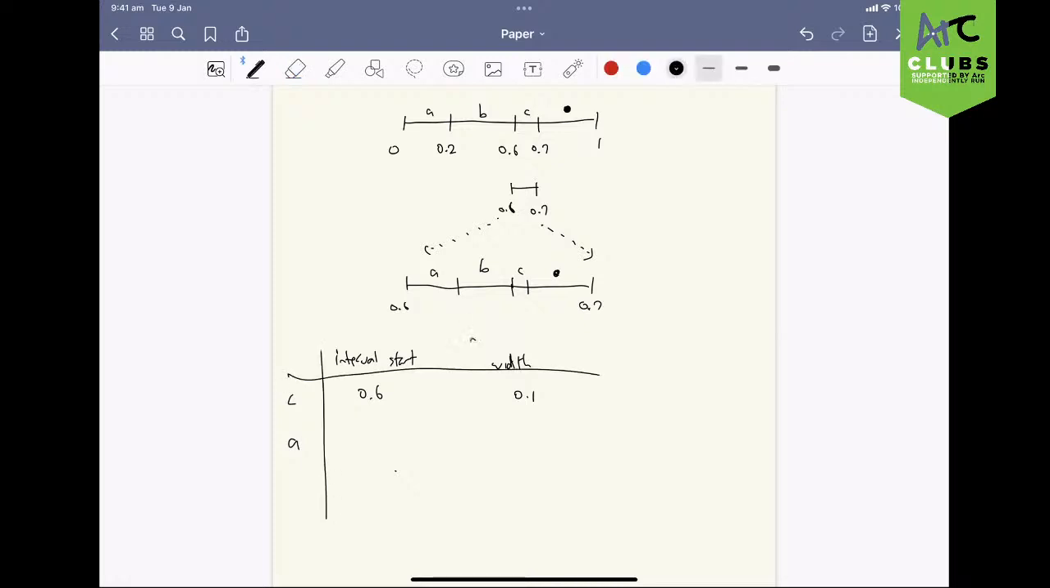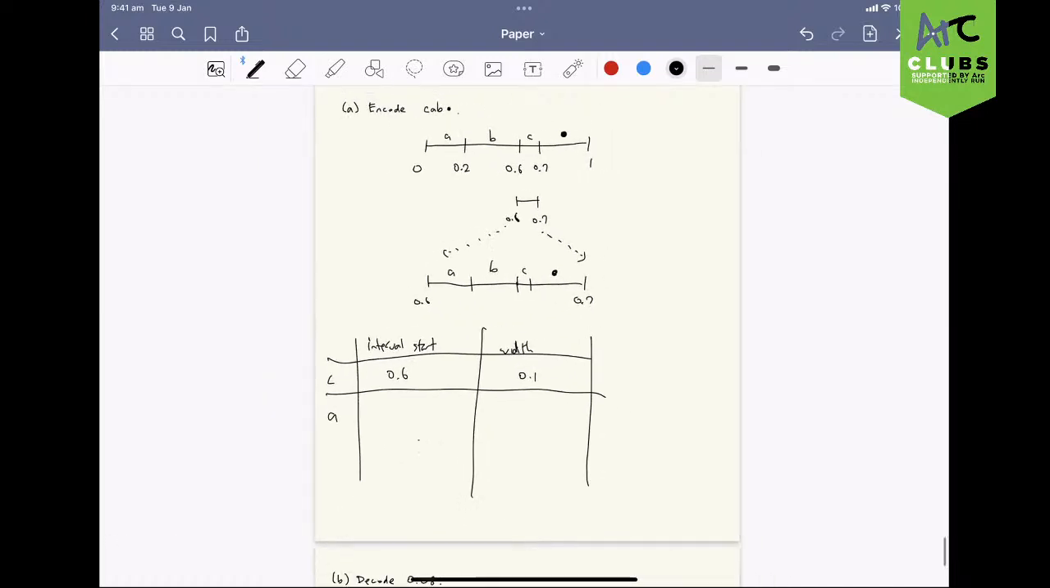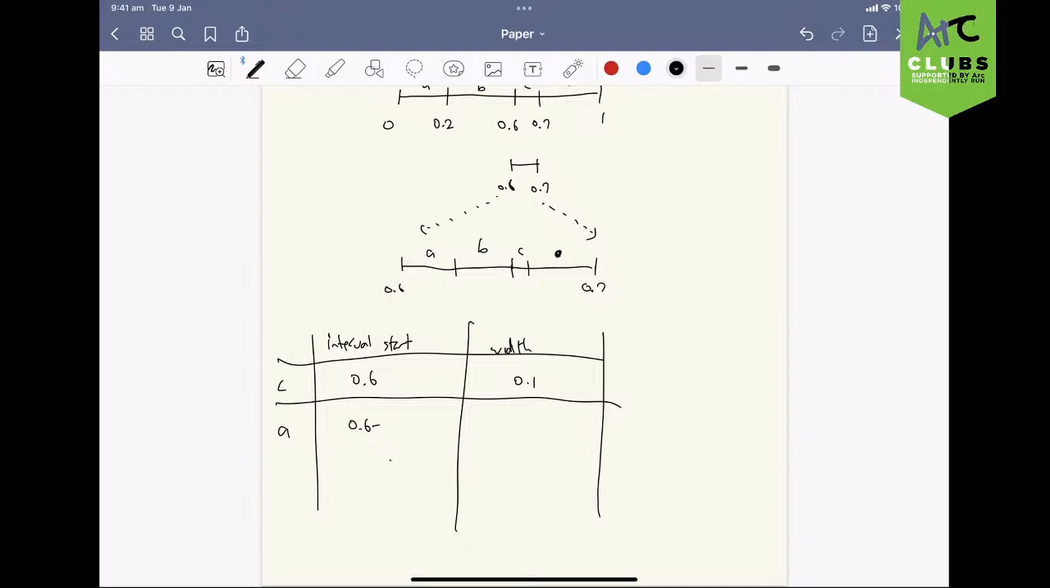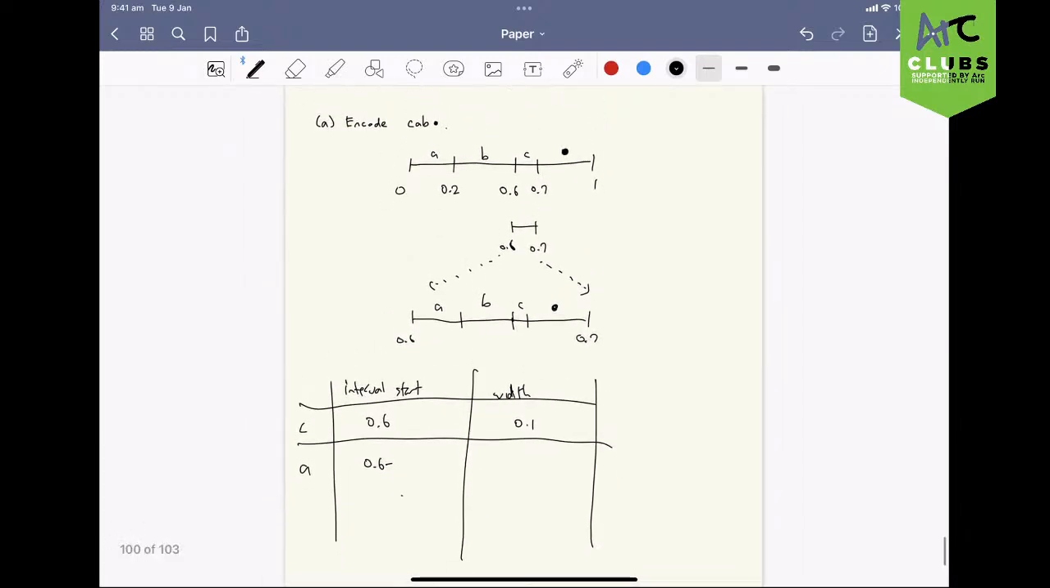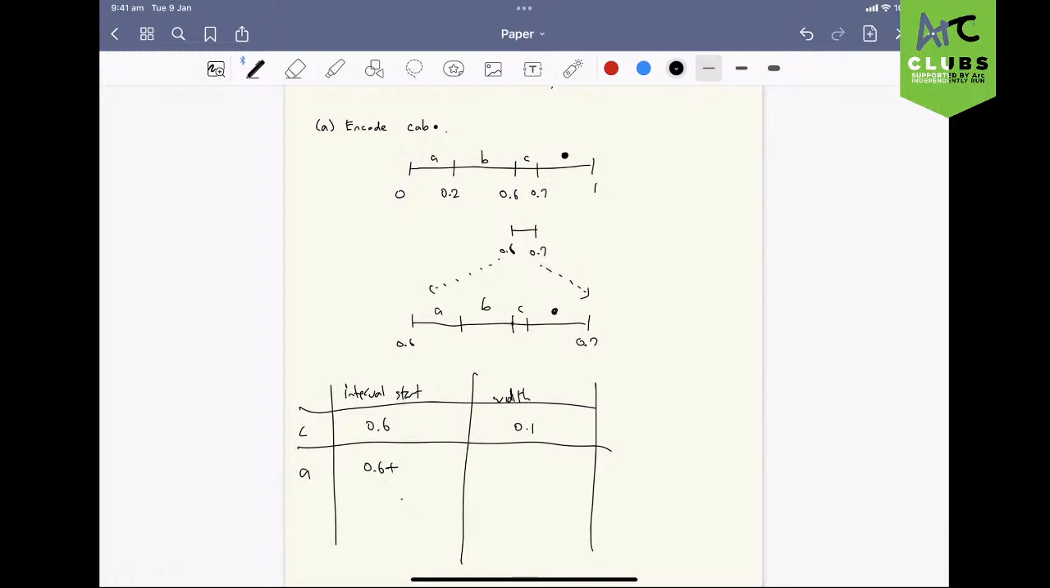That's kind of doing the decoding part. But the interval start would just be 0.6 minus the start position of the interval, plus the start position of the interval of the original part, so 0, times the width of the previous interval, 0.1. That gives you 0.6. The width of it is the previous width, 0.1, times the width of the symbol, 0.2. That's 0.02.